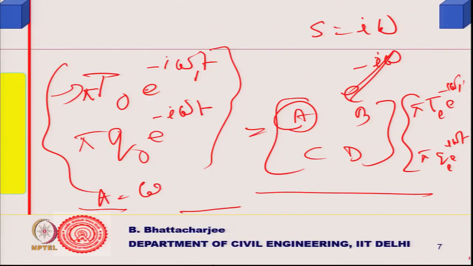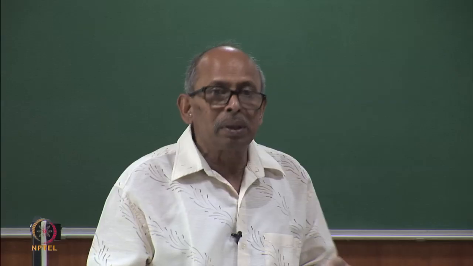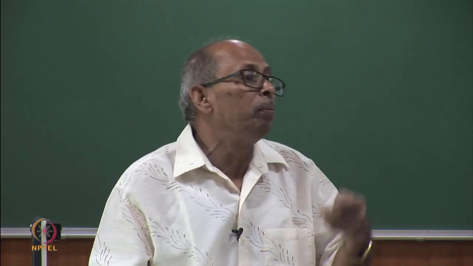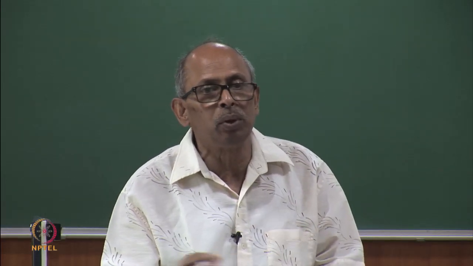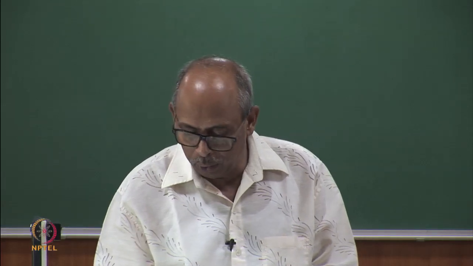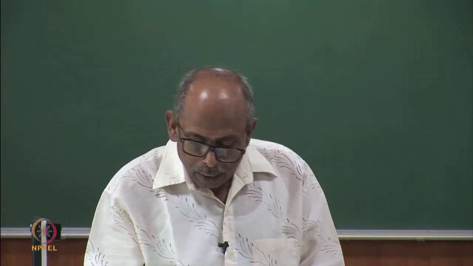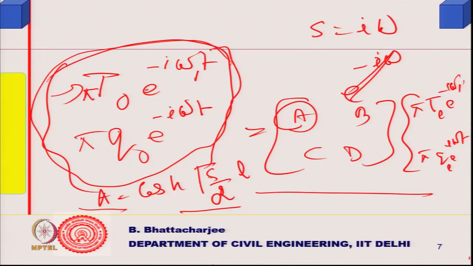A was cos hyperbolic of square root of S by alpha into L. So S has to be also replaced by i omega, which I will do right now. So does it make sense that if I use i omega, I use not only from 0 to infinity, but go from minus infinity to infinity, because from minus infinity to 0 the function is, I am assuming, 0, which I can do. Then instead of Laplace transformation, this transformation becomes something like this.